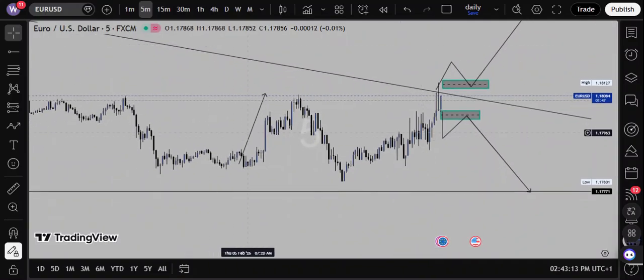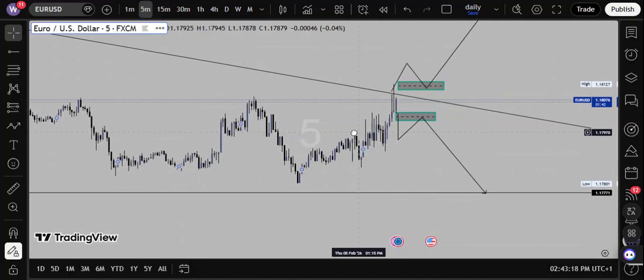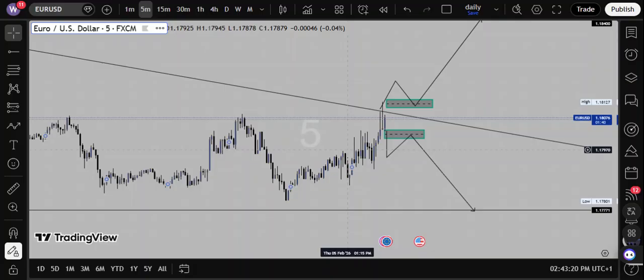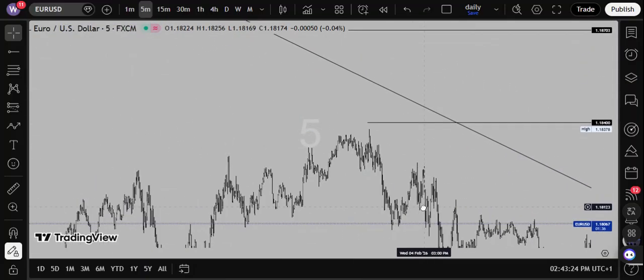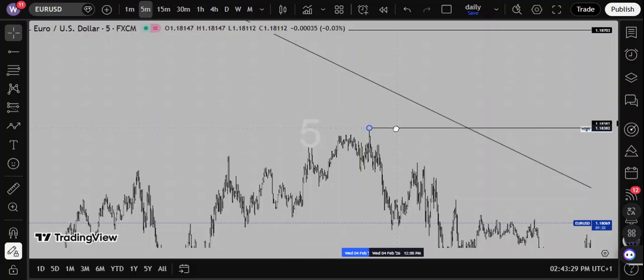This is EURUSD. This is not a signal. This is just an analysis. So if you want to take this trade, make sure you follow the step-by-step guide. So this is what is happening. Can you see? This is what is happening. We can fine tune it so that we can have accurate touches.